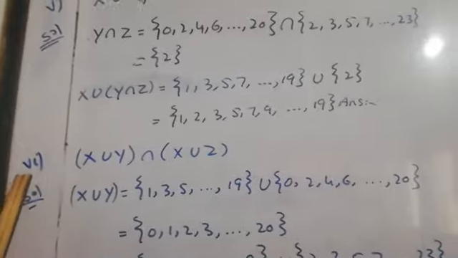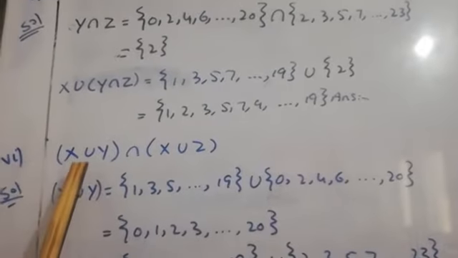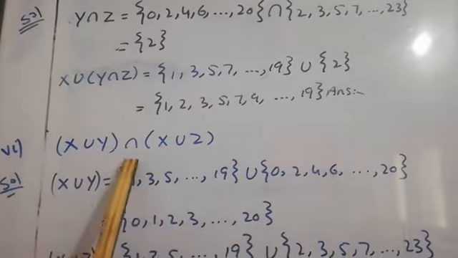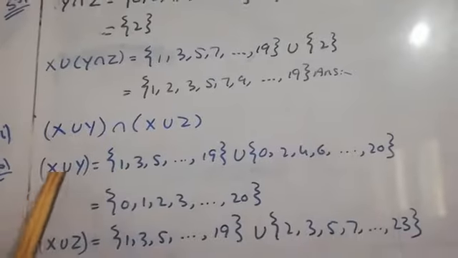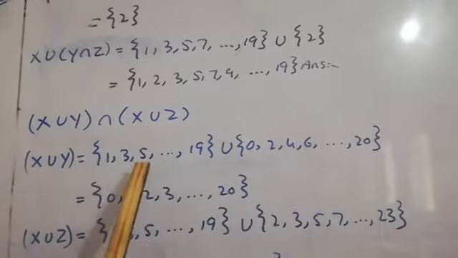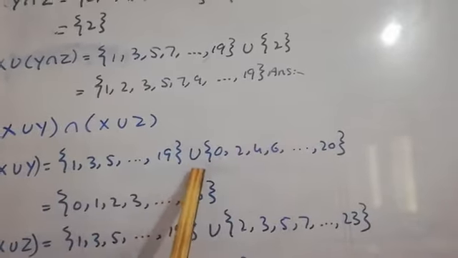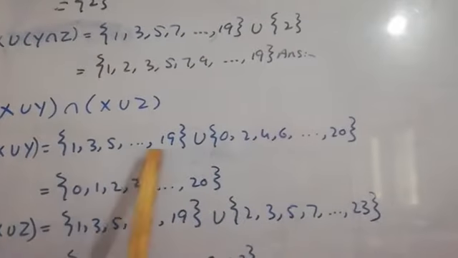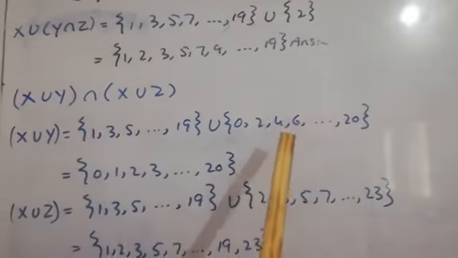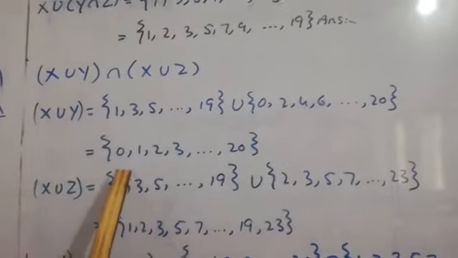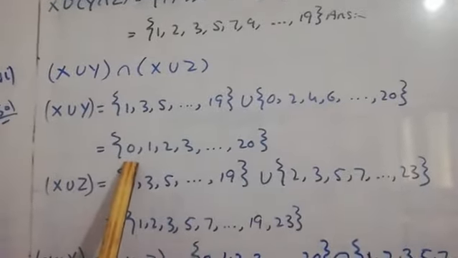So next, part number 6 is (X union Y) intersection (X union Z). So first X union Y. First of all we will write the elements of set X, then union of Y. These are all the odd numbers and these are the even numbers. So when we combine, we have W, means whole numbers from 0 to 20.